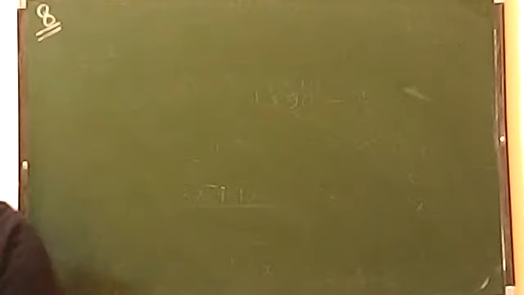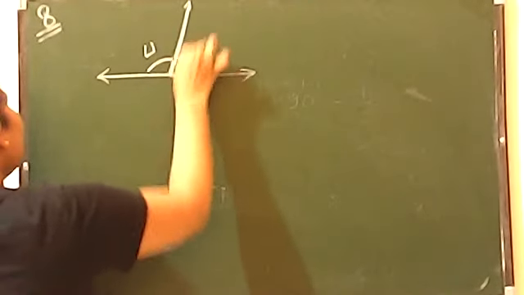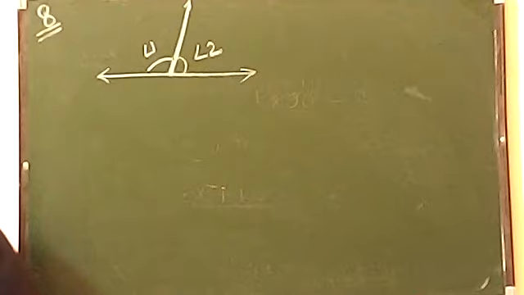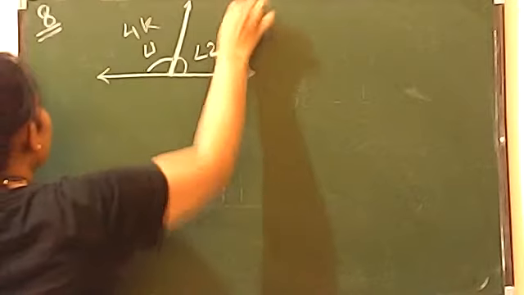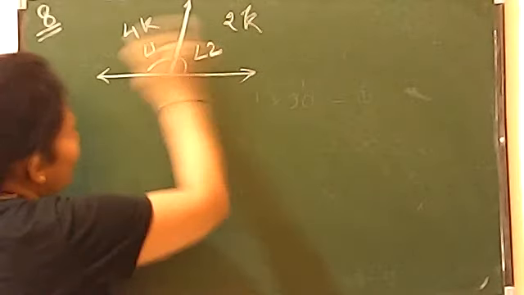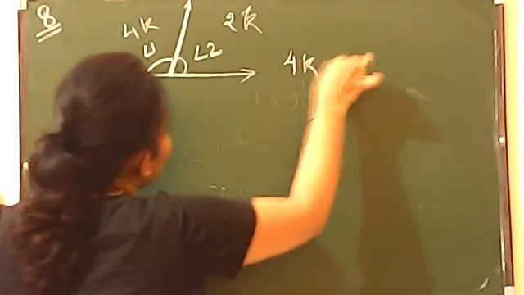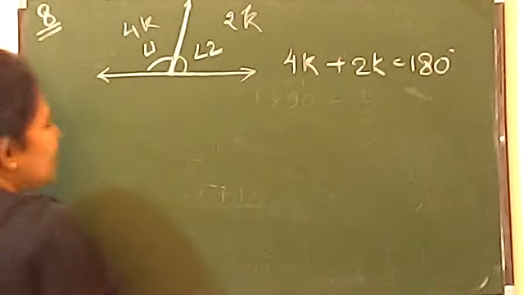Now let's move on to question number 8. Question number 8 says that you have two angles which are in the form of a linear pair. Here this is angle 1 and this is angle 2. Now it is telling that their measurements are 4K and 2K. First one is 4K, second one is 2K, and you have to find out, if they are supplementary, the value of K. So if they are supplementary angles, you will add these two and you will get 180 degrees.